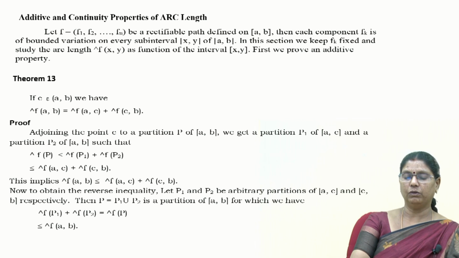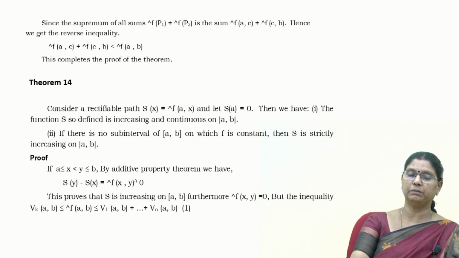Now, to obtain the reverse inequality, we consider the partitions P1 and P2 of the closed intervals [a, c] and [c, b]. Then P is a partition as a union of P1 and P2, for which we have Λf(P1) + Λf(P2) is nothing but Λf(P), and this is less than or equal to Λf(a, b). Since the supremum of all the sums Λf(P1) + Λf(P2) is the sum Λf(a, c) + Λf(c, b), hence we get the reverse inequality. Thus, Λf(a, c) + Λf(c, b) is less than or equal to Λf(a, b).